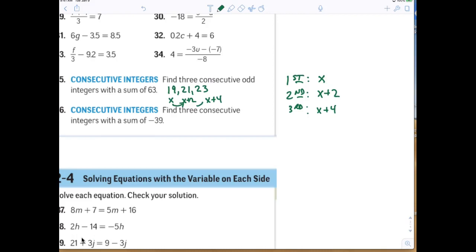Now, what am I supposed to do with those three numbers? You add them up. When I add them up, what do I get?